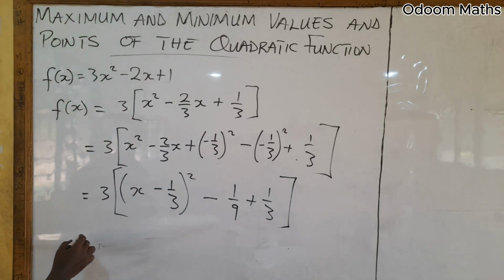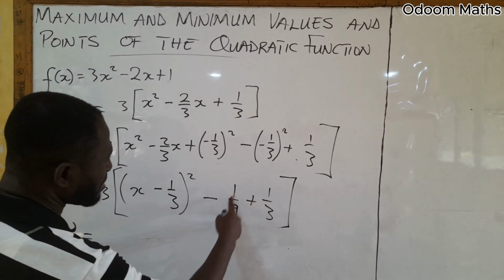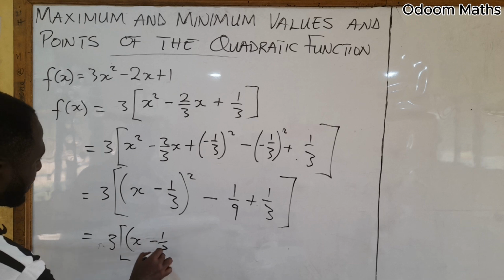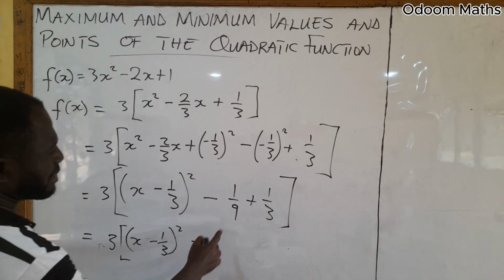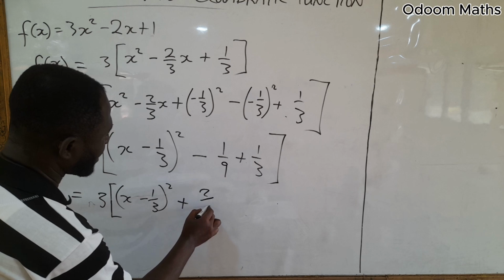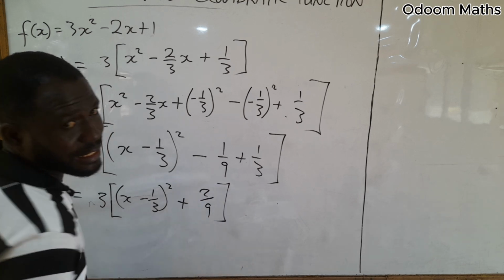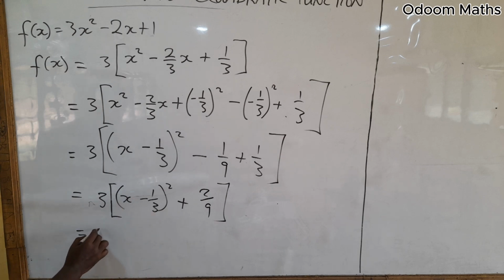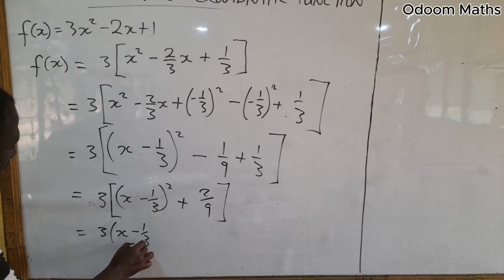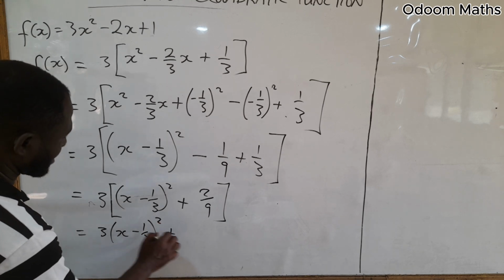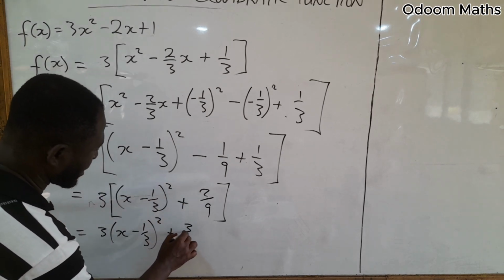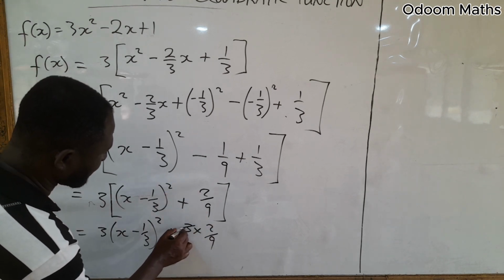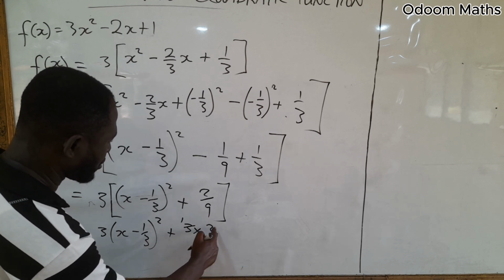Now from here, I'm going to simplify this. So 3 into brackets x minus 1 over 3 squared, minus 1 over 9 plus 1 over 3, which is 2 over 9. Now we can expand, but I will not touch this. So I am going to have 3 into brackets x minus 1 over 3 squared, then plus 3 times 2 over 9, sorry, 3 times 2 over 9, and this reduces the 9 to 3, so that is going to be 2 over 3.